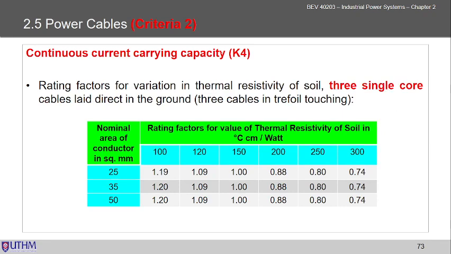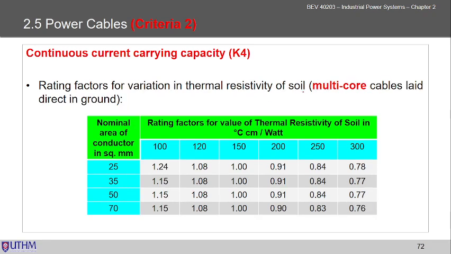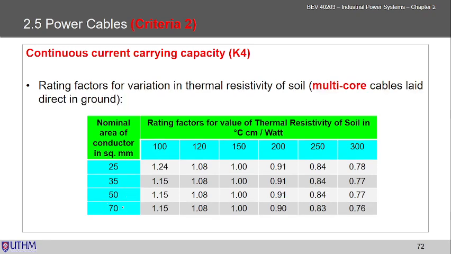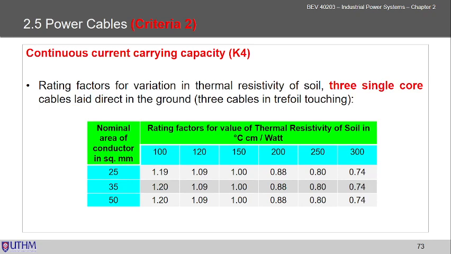Okay, previously we had multi-core cables, but if we have three single core cables, you have to be careful. It depends on the question. If the question gives you three single core, you have to use these tables. If the question gives you multi-core cables, you have to use this table to find the K4 value. So this is the K4 value for three single core cables. The criteria is more or less the same, right? But this one is just up to 50 only for the cable size, and here it is 70 for the multi-core, and the three single core is up to 50 square mm only.